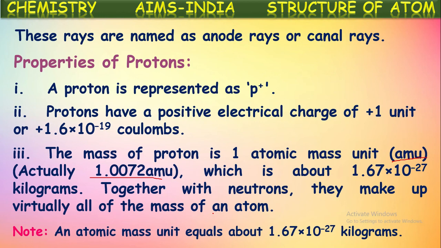An atomic mass unit is equal to 1.67 into 10 to the power of minus 27 kilograms. Yes, we told here the mass of a proton is equal to 1 AMU, which is nothing but atomic mass unit. 1 atomic mass unit, in terms of kilograms, is 1.67 into 10 to the power of minus 27 kilograms. So we can say the mass of proton is equal to 1 AMU.